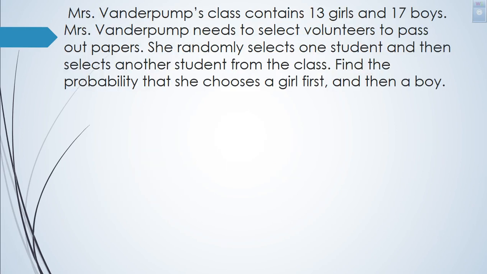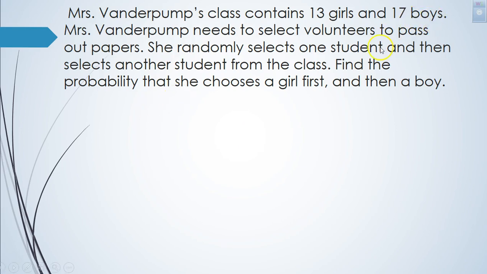Okay, now we're on the back, or the independent-dependent questions. So this says Mrs. Vanderpump's class contains 13 girls and 17 boys. Mrs. Vanderpump needs to select volunteers to pass out papers. She randomly selects one student and then selects another student from the class. Find the probability that she chooses a girl first and then a boy. So my first question for you here is, is this going to be independent or dependent? So if she chooses one and then chooses another one, obviously we started out with how many students?